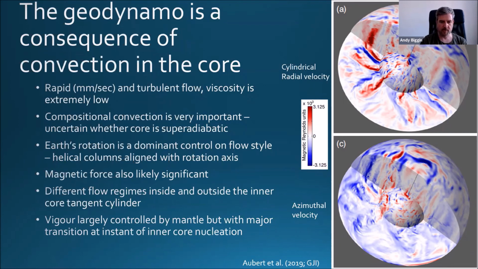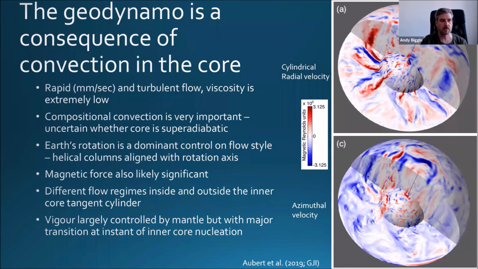The really key point from this slide is this last point, which is the vigor of convection within the core is basically governed by the mantle to a large extent, is controlled by the mantle. And that's because this is all one big heat engine, and it requires heat to be lost to flow out of it in order to generate the work, and that all happens at the core mantle boundary.